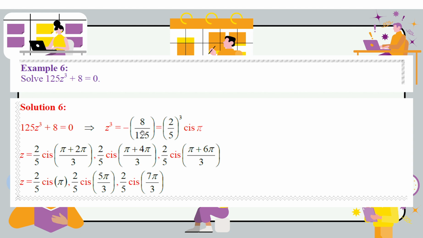Welcome back. Check it out. Yes, you got it. It's negative 8 over 125. You saw it is a cube, so you make it a cube: 2 over 5 cubed. And minus 1 is cosine pi plus i sine pi, right? So the first root is pi, then pi plus 2 pi, pi plus 4 pi, and pi plus 6 pi, each divided by 3. And you list out all the roots. Okay, this entire thing needs some simplification.